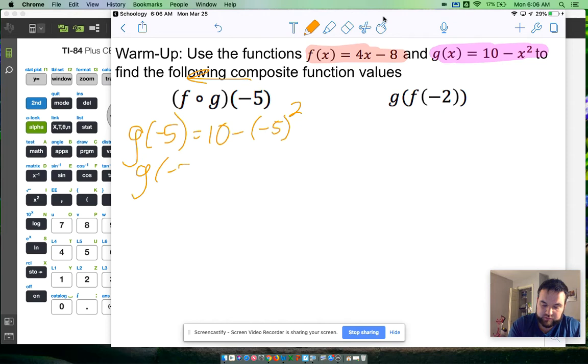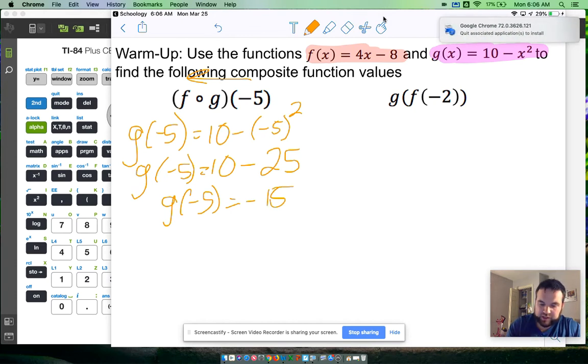If I evaluate that, this is 10 minus -5 squared, which is 25, positive. Now notice that minus sign stays a minus, and since I'm subtracting positive 25, this ends up being 10 minus 25, and we get -15.